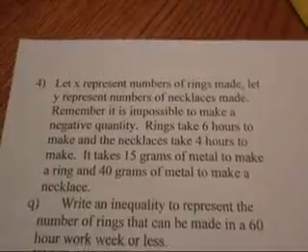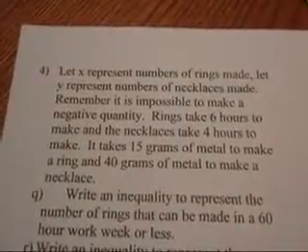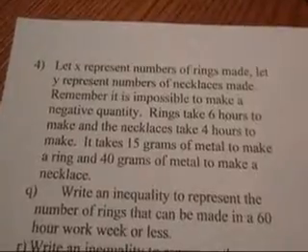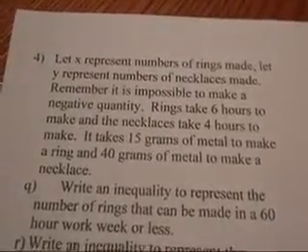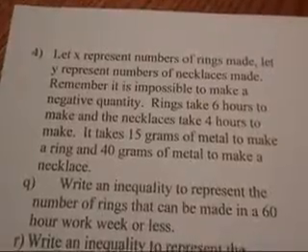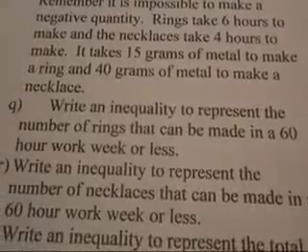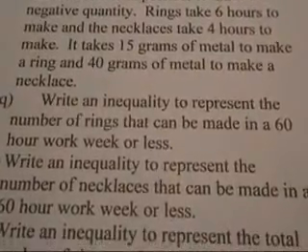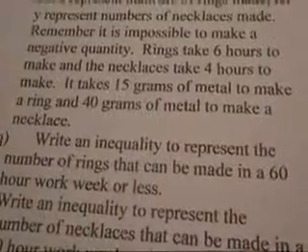Let's do a fourth example of writing inequalities from a word problem. The rings are going to take us 6 hours to make, necklaces take 4 hours to make, 15 grams of metal make a ring, 40 grams of metal make a necklace. First, we're going to write an inequality to represent the number of rings that can be made in a 60-hour work week or less. So apparently we're putting in some overtime.